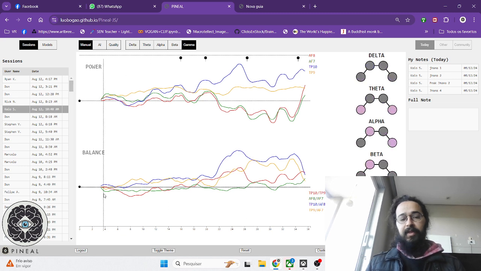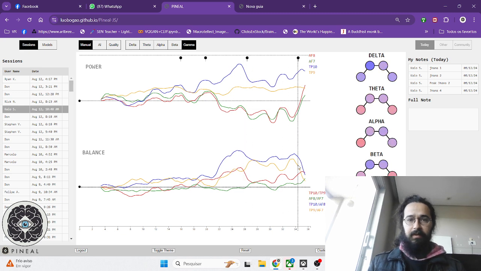So for example, in the session at minute 22, I have a lot of right activity. My energy, my electricity of the brain goes a lot into the right side of the brain.